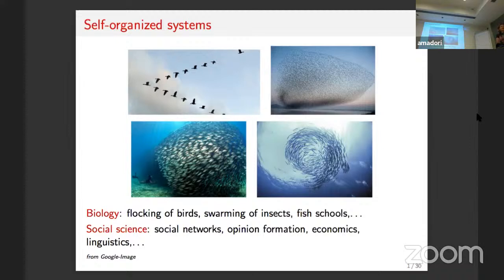Okay, so we have examples in biology. We see also in this case of Rome that we have this group of birds that fly together, and with the formation of some interesting patterns. So examples of this type are not only birds, but also insects or fishes and so on. This is biology, but we have also other examples in social sciences, like formation of opinions and political parties, and so on.